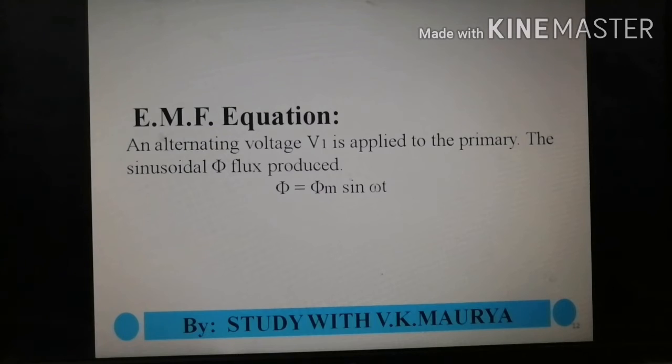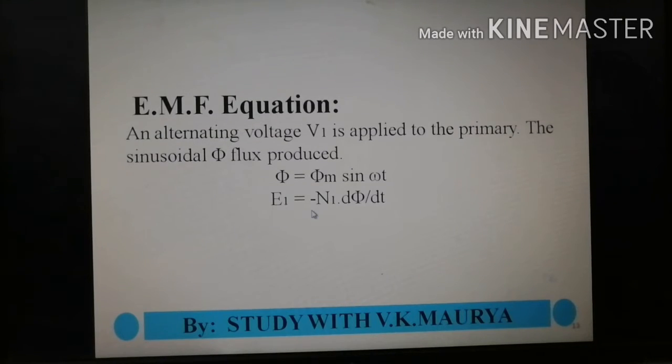Now the next one is the EMF equation of the transformer. An alternating voltage V1 is applied to the primary. The sinusoidal flux is produced. When an alternating voltage V1 is applied to the primary, an alternating flux is set up in the core. Its equation is phi equal to phi maximum sin omega t, and E1 is minus N1 d phi upon dt. Now I am going to put the value of phi over here.